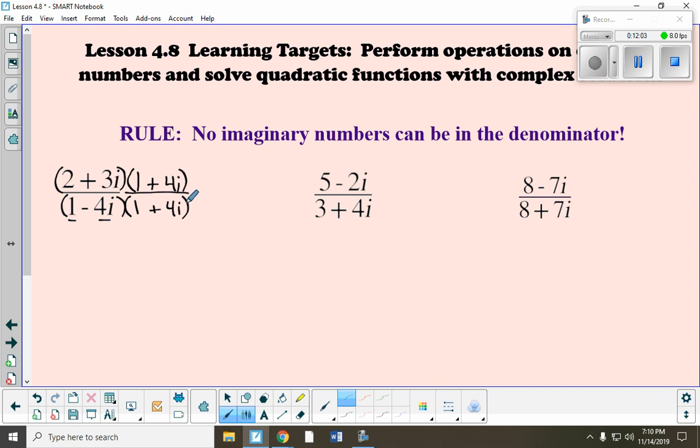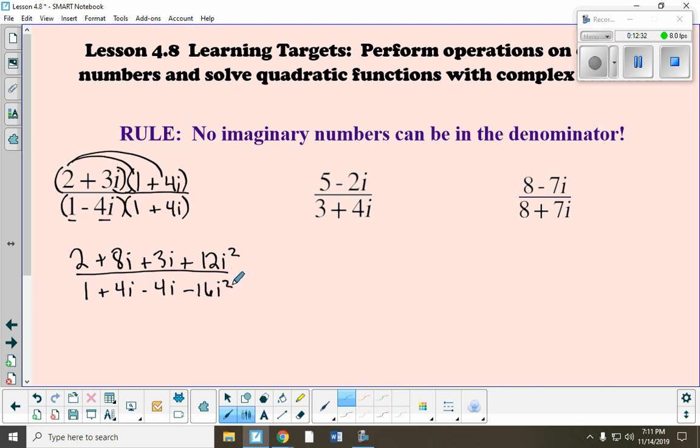So now what we're going to do is we'll have to FOIL the top and FOIL the denominator. So FOIL the numerator, FOIL the denominator. So we have 2 plus 8i plus 3i plus 12i squared. And in the denominator we have 1, and that would be plus 4i minus 4i minus 16i squared.